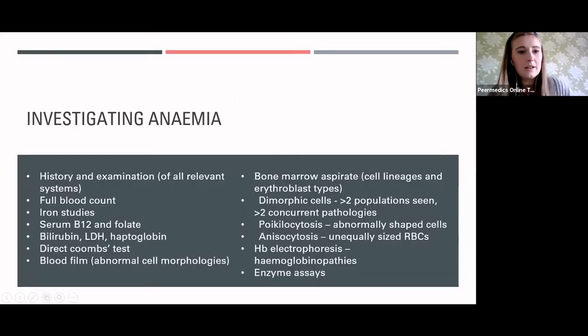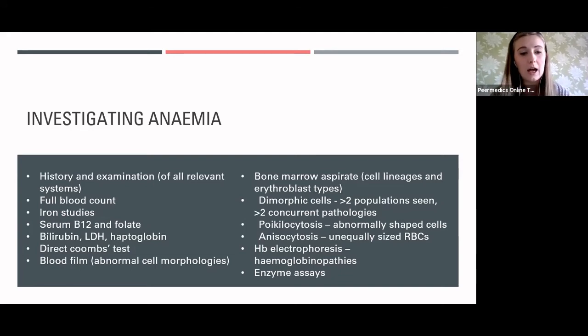Cool. So just to investigate it broadly, how we're going to investigate all anemias, like we said before: history and examination of all relevant symptoms. So don't just look at them and think, okay, are they pale? Have they got angular stomatitis or conjunctival pallor or whatever? Am I going to look at the abdomen to see the splenomegaly, investigate for potentially an underlying leukemia that could be causing it, with neck examination, things like that.